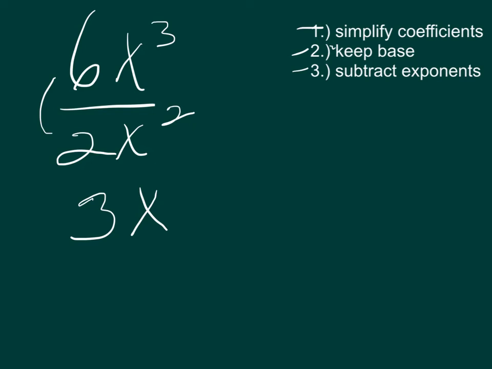For this particular problem, we're just going to take 3 minus 2, which gives us 1. So 3x is our answer. And if you wanted, you could put the 1 there to the first power, but it's not necessary. Let's take a look at problem number 2.